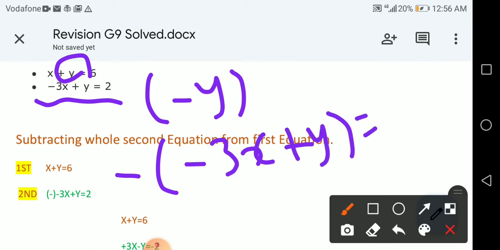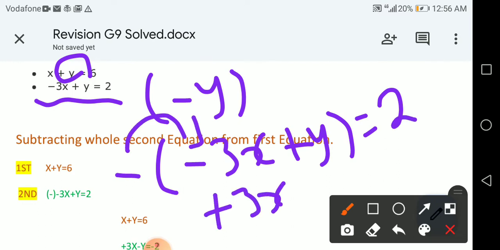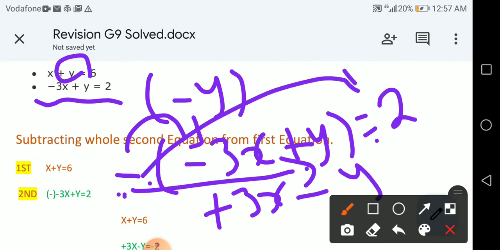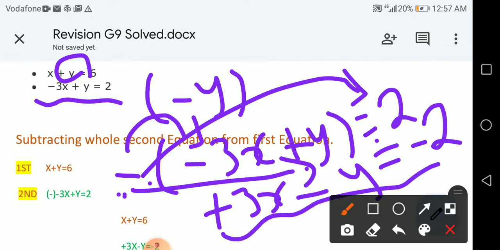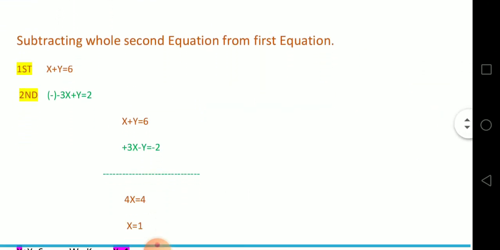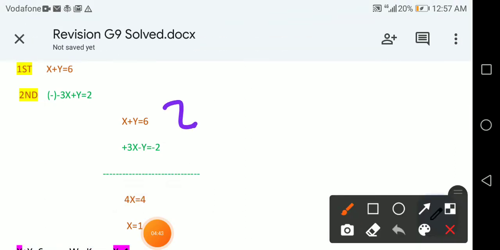Okay guys, so I'm going to do what? Negative times negative gives me positive 3x. Negative times positive gives me negative y, and then negative times positive gives me negative. So I have the new equation. This is called the new equation: positive 3x minus y equals negative 2, as seen here, and then I will put them under each other like this to eliminate y. That's what I wanted to do first.